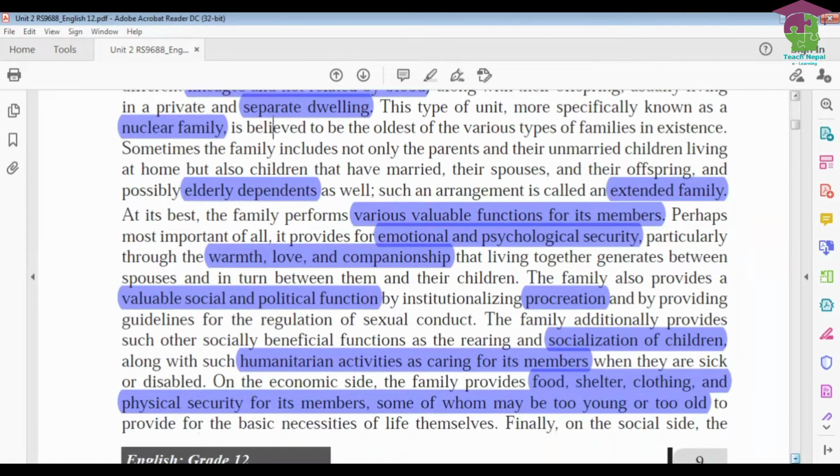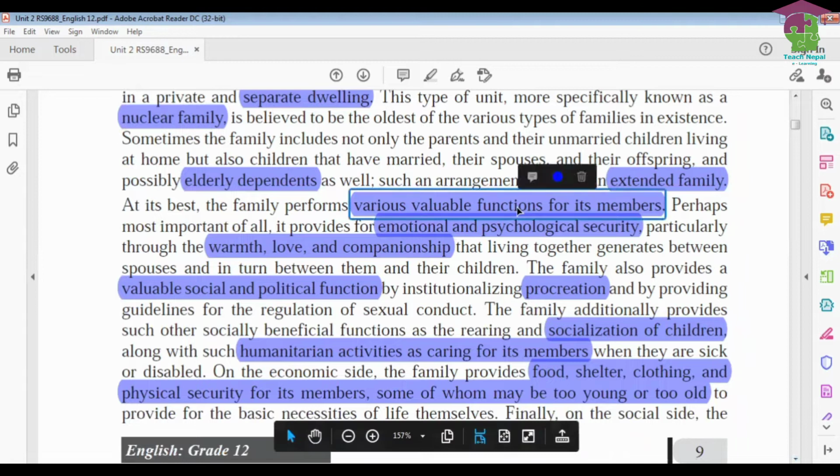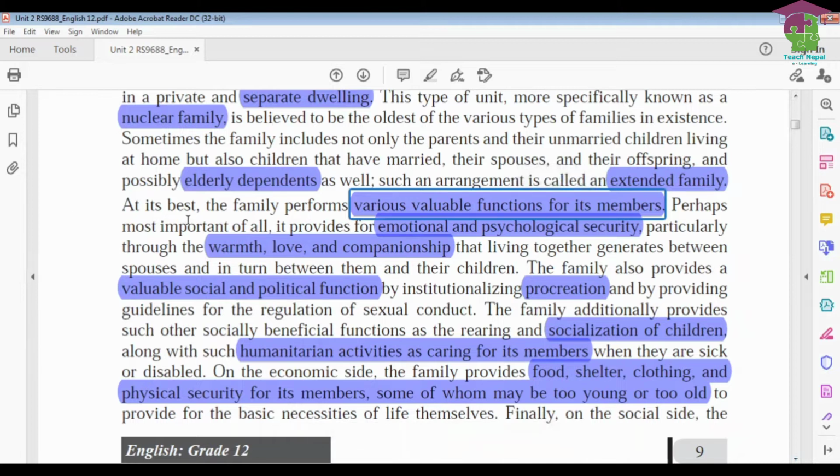Second paragraph, we go there. At its best, the family performs various valuable functions for its members. There are many valuable functions of the family for its members. Right, परिवारको ठुलो रोल हुन्छ, सदस्यहरूलाई चाहिँ धेरै महत्त्वपूर्ण हुन जान्छ फ्यामिली. Perhaps most important of all, it provides for emotional and psychological security. Emotional attachment or psychologically also, they feel that they are with their family because they can help them in every ups and downs of their life, particularly through the warmth, love and companionship, means that affection, love and friendship.